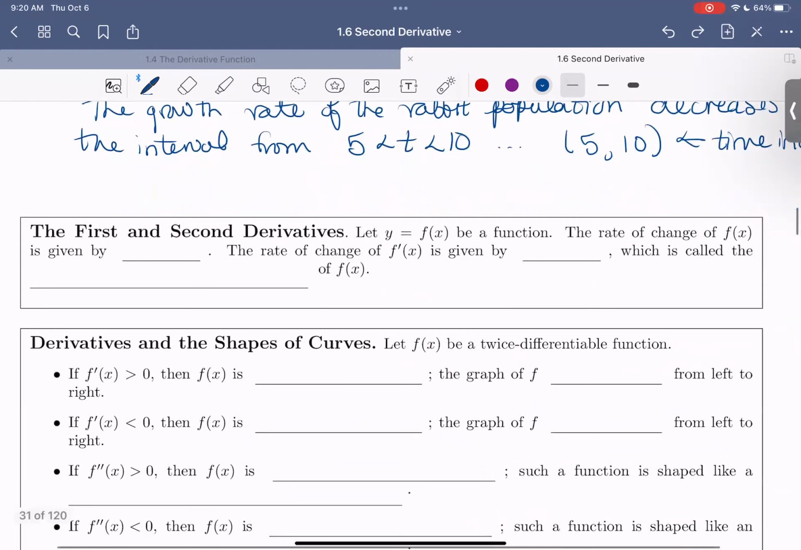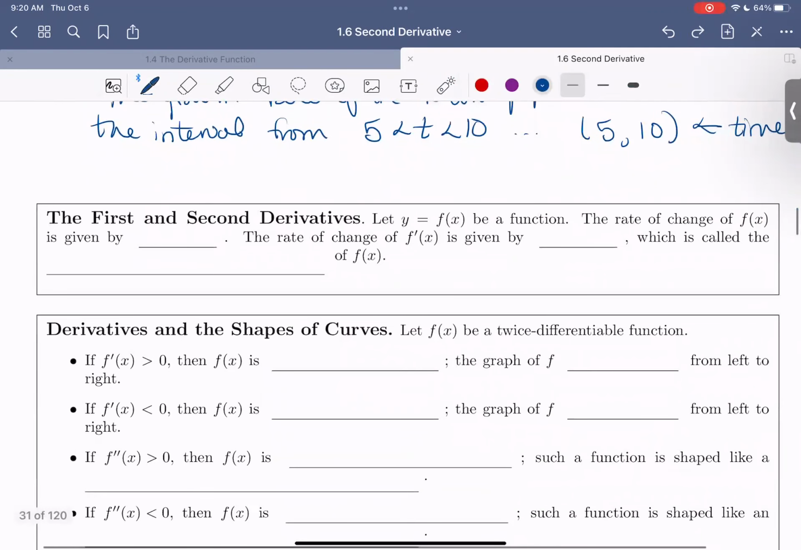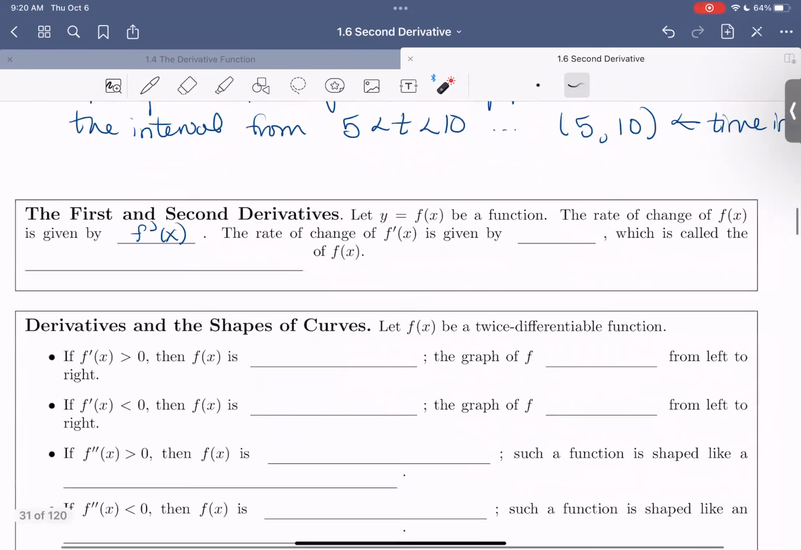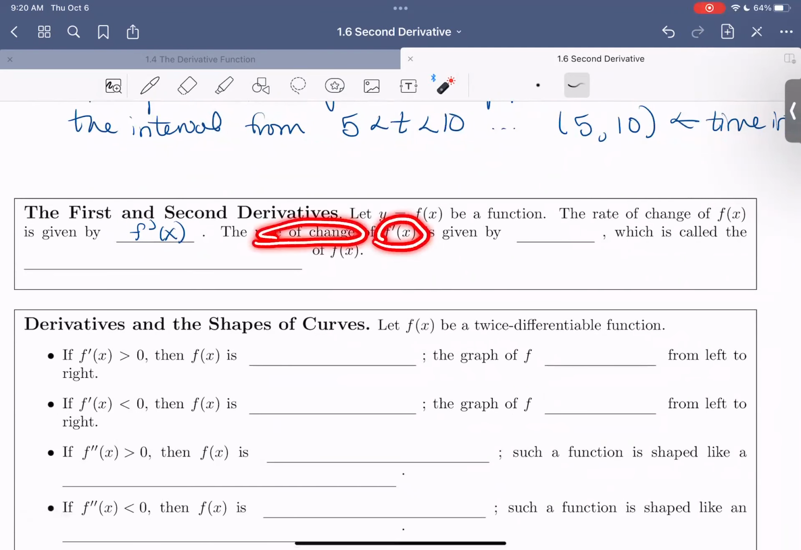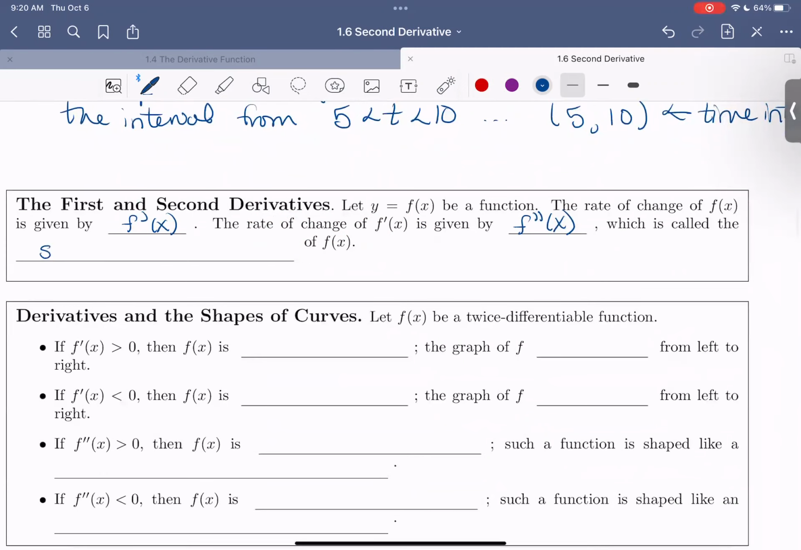So in this box here, let's fill in the blanks. So the first and second derivative. If we start with a function y equals f of x, then we've seen before that the rate of change of f of x is given by f prime of x. So looking at the rate of change of a function, we include this prime symbol, f prime of x, also called the first derivative. Now, if we want to consider the rate of change of f prime of x, then we write that as f prime prime or f double prime of x. And that is called the second derivative.